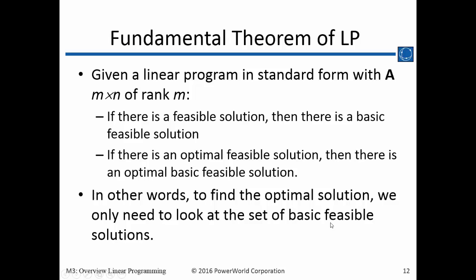Okay, so this is the theorem that it uses. The A matrix has these dimensions. The rank M means it has M independent equations, so it's basically an M by M matrix that gets inverted. And if we have a feasible solution, we have a basic feasible solution. That's the one we want to look for, and then we want to optimize it such that we get the lowest cost. In other words, to find the optimal solution, we just need to look at the set of basic feasible solutions.